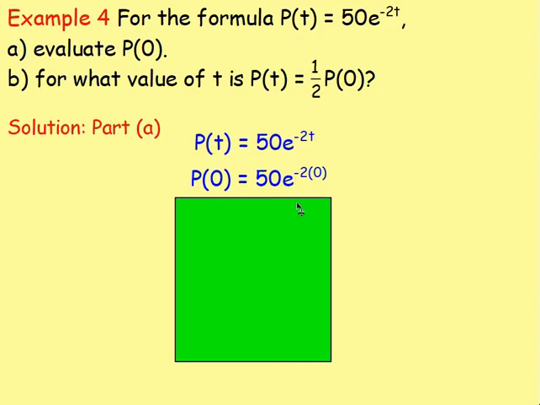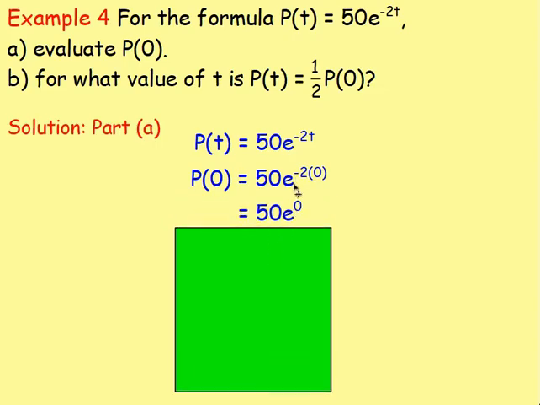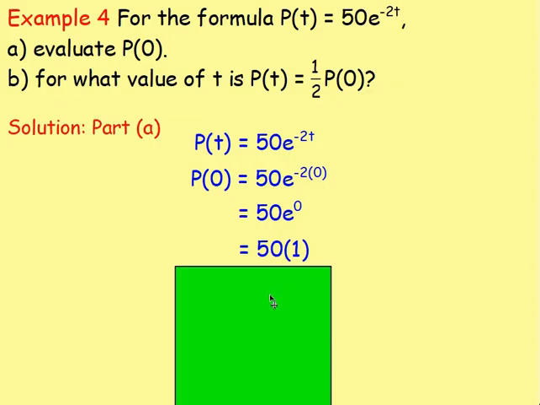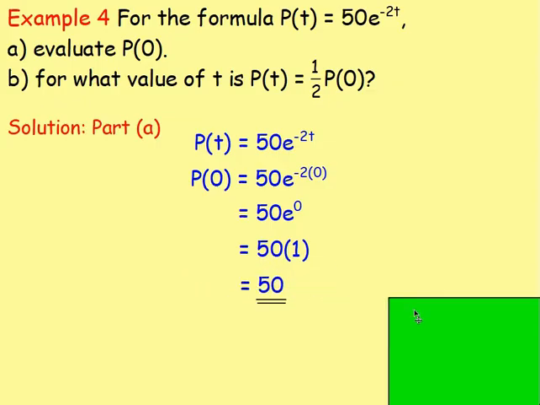Good, you know negative 2 times 0 is just 0, so that becomes e to the power of 0. What's e to the power of 0? 1! Good, anything to the power of 0 is just going to be 1, so really it's 50 times 1, which is going to be 50. So P(0) is going to be 50.